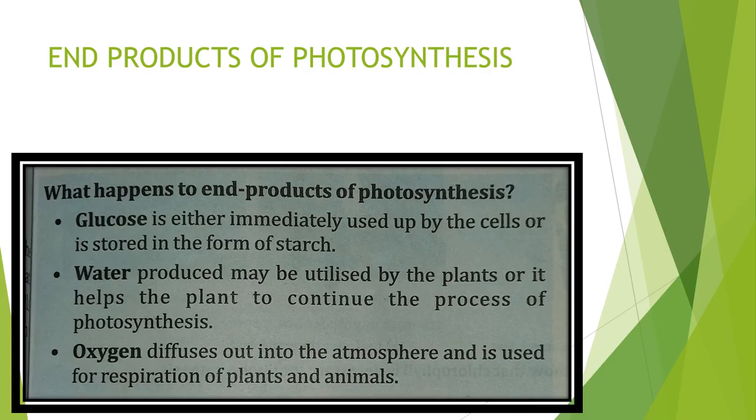Now, in this presentation, we will know what happens to the end products of photosynthesis. As you know, there are three end products produced in the process of photosynthesis. They are glucose, water, and oxygen. Glucose is either immediately used by the cells or is stored in the form of starch. Water produced may be utilized by the plants, or it helps the plant to continue the process of photosynthesis. And oxygen diffuses into the atmosphere and is used for respiration of plants and animals.